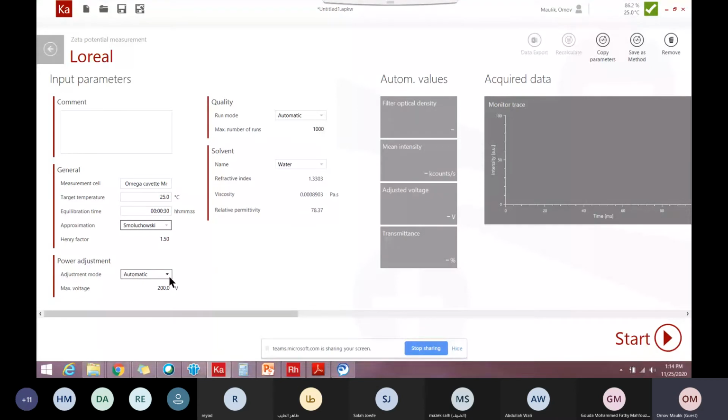You can also choose the quality or the measurement mode. You can just leave it automatic, and let the instrument decide what particular measurement time would be good enough. And also you need to put in the information about the solvent. In this case, which is water, you need to put the refractive index, viscosity, and permittivity of water. So now I will just load the sample.